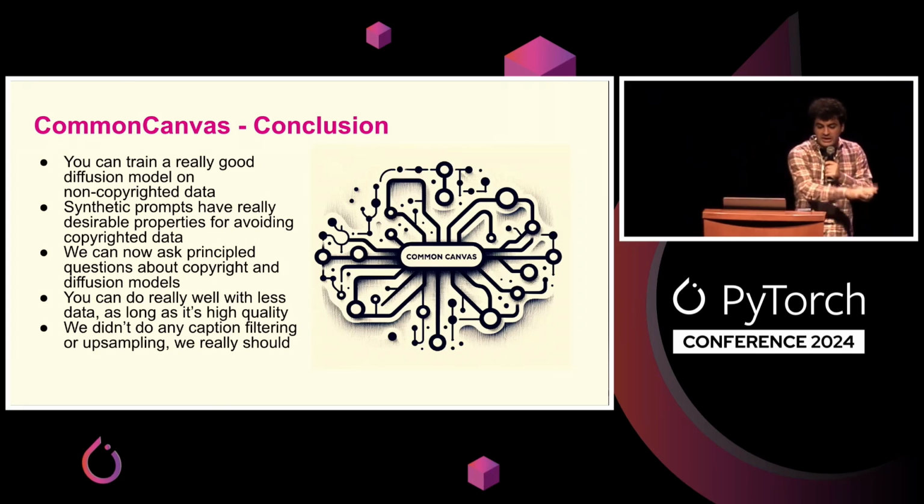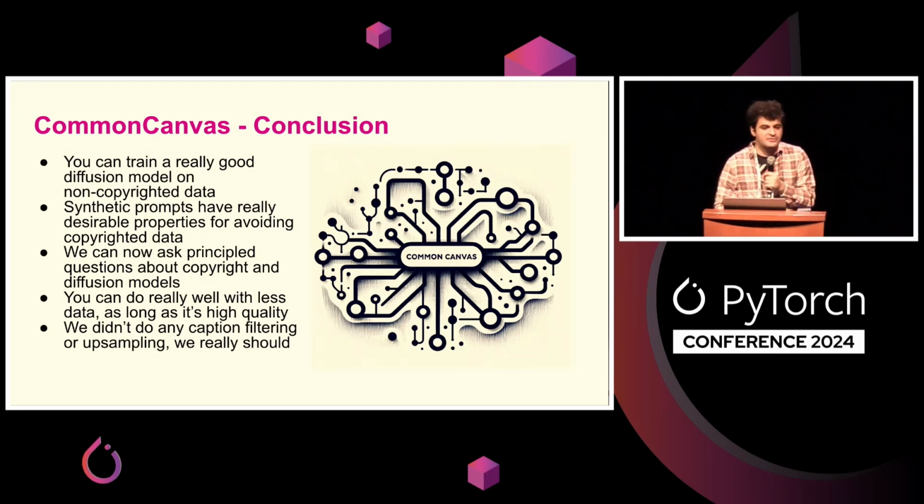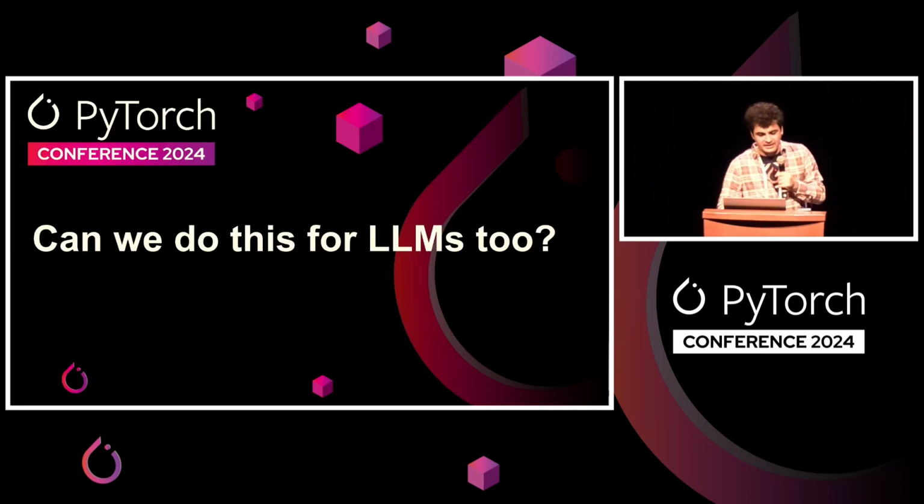We can do really well with less high-quality data, and we can actually redistribute the data. And we didn't need to do any caption filtering or upsampling, and it still worked well. Obviously, we really should in the future. Currently working on a V2 where we clean the data a little bit more, provide more data, and have it work better. And one ongoing research project we have right now is, can we use this for LLMs as well?